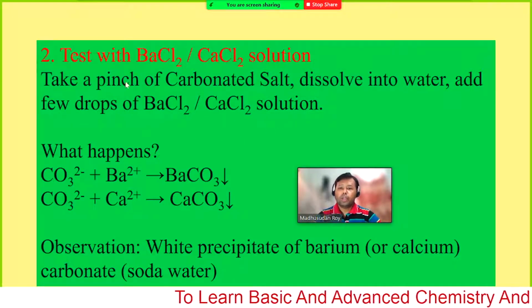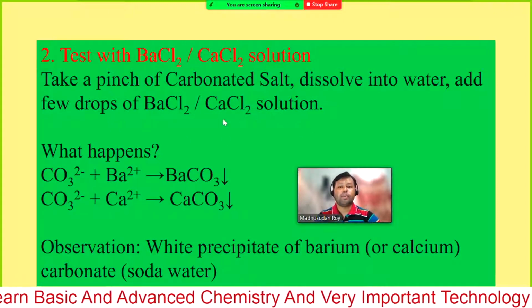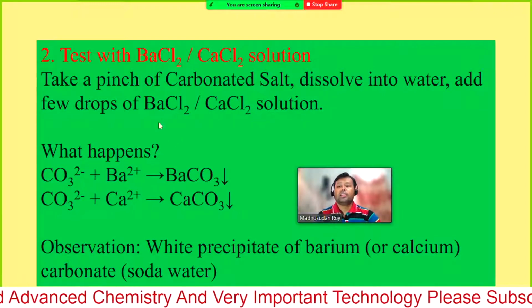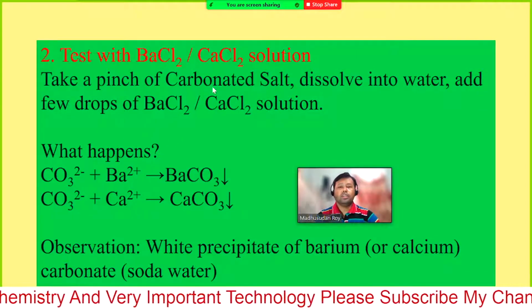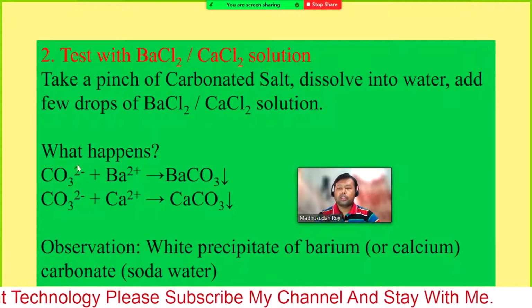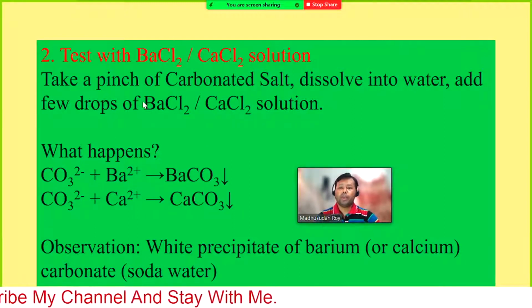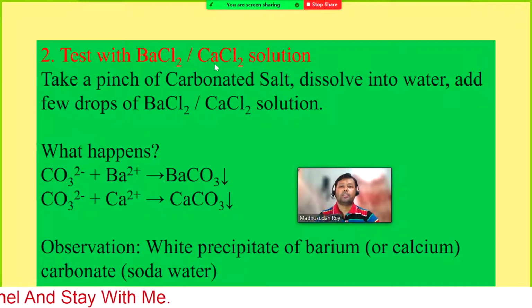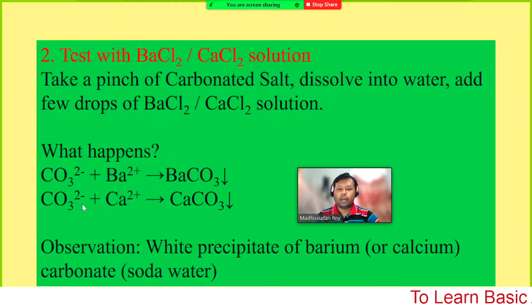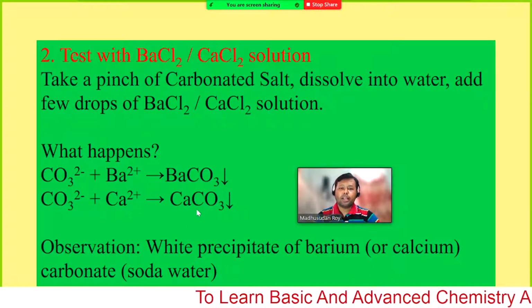So we are doing a test or experiment, adding some chemicals. What happens? Calcium carbonate, or whatever carbonate salt we have, this is the carbonate. The carbonate salt reacts with barium 2+ or calcium 2+. In that case, you will observe a white precipitate. Carbonate reacting with barium or calcium gives barium carbonate or calcium carbonate.